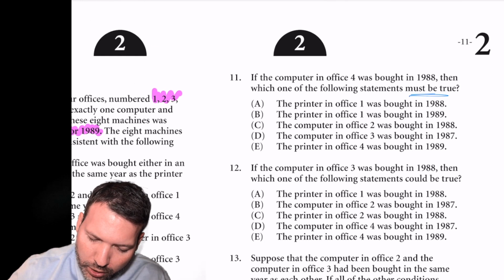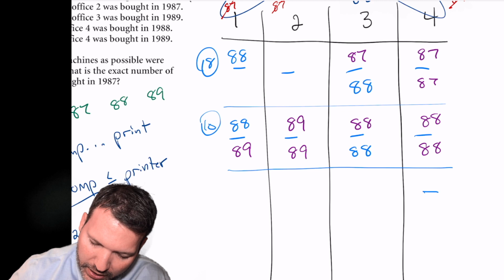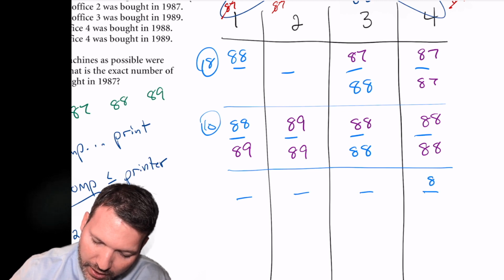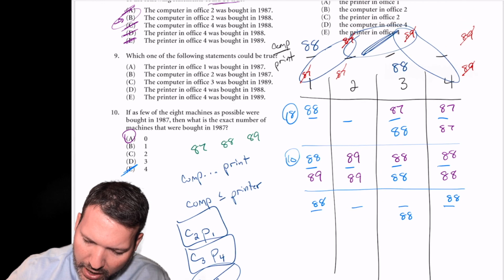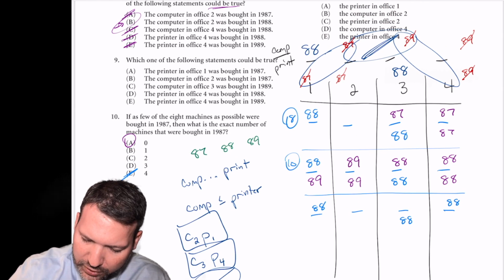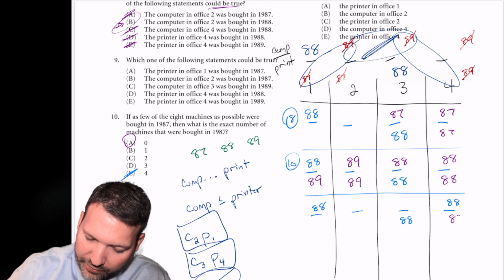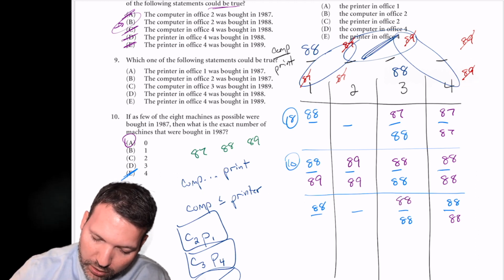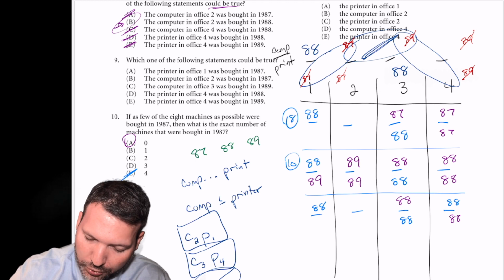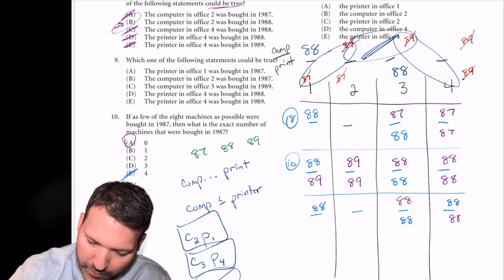Well, if the computer in Office 4 is 88, let's go ahead and bring that down, along with all the other stuff we already know. What else can we say? Well, right now, the printer in Office 4 is either going to be 88 or 89. And we know actually it can't be 89, so we're going to have to let it be 88 again. That was one of our deductions. Of course, once that is placed, we know that the computer of Office 3 is also 88.